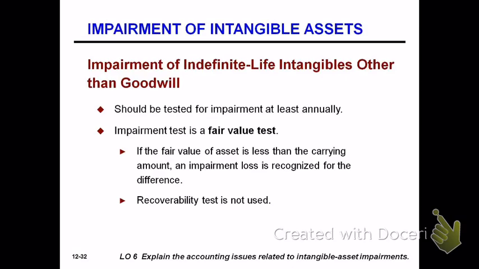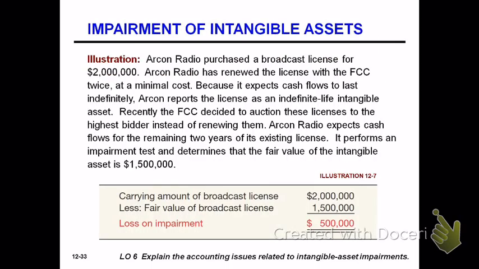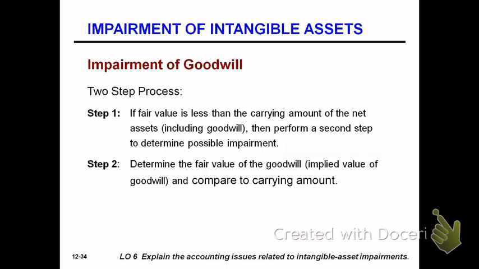Impairment of indefinite life intangibles other than goodwill. There's just a straightforward fair value test. So you test fair value against carrying value, and you don't have to do the recoverability test. So in this example, we have a broadcast license. It's indefinite life. So the carrying value $2 million, fair value 1.5. There's an impairment of $500,000.